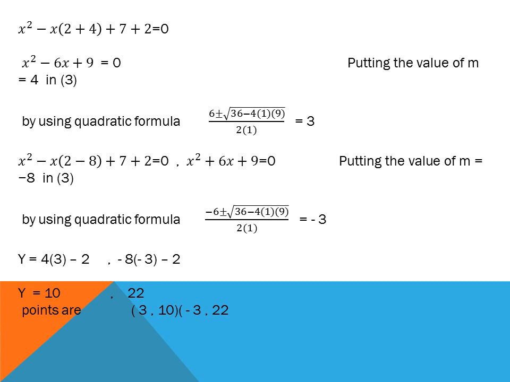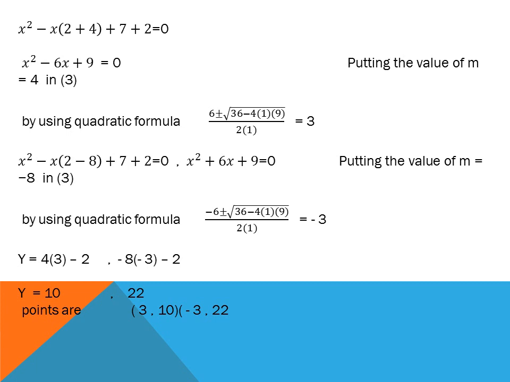Again I put the value of m is equal to minus 8 here. x square minus x into (2 minus 8) plus 7 plus 2. When I simplified this, it will become x square plus 6x plus 9 is equal to 0. Again I applied the quadratic formula here, minus b plus minus square root of b square minus 4ac. When I simplified this, 36 minus 36 will become 0. Minus 6 over 2 is equal to minus 3.